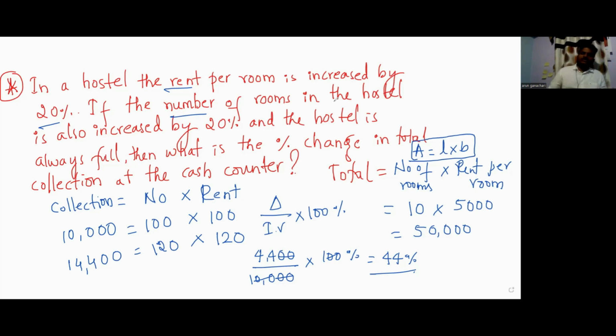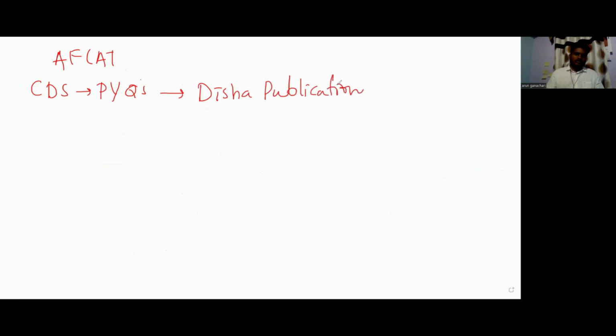Let's solve one final question before we end today's session. We have solved at least 10, 12 sums. Solve all the PIQs. I have told you, CDS PIQs. If you are writing AFCAT also, solve this book. This book is very good. PIQs, Disha publication. Disha publications, last 16 years book. This is a very important book. Try to solve everything from that book itself. Okay. Let's take one last.